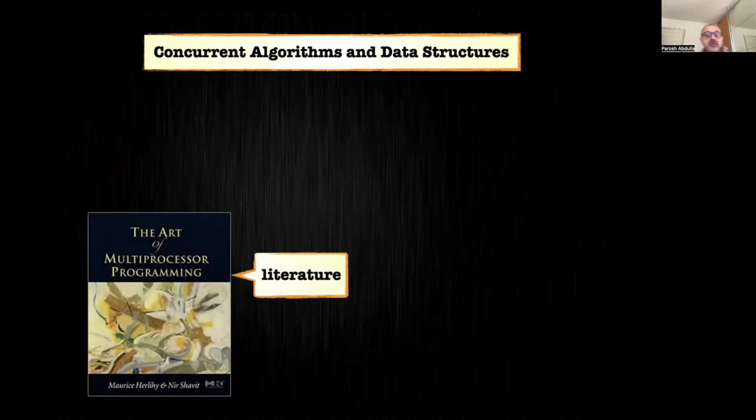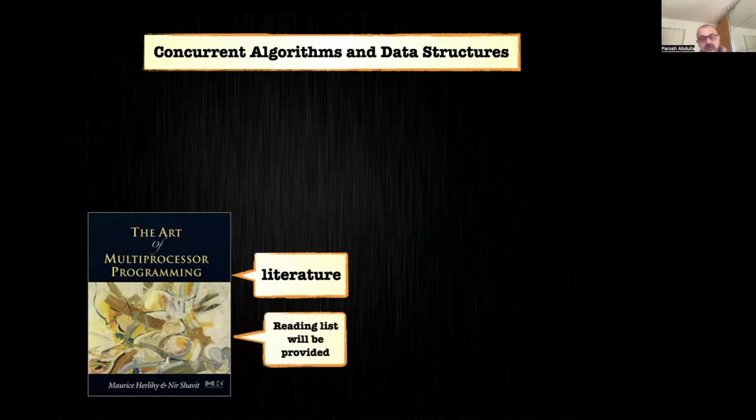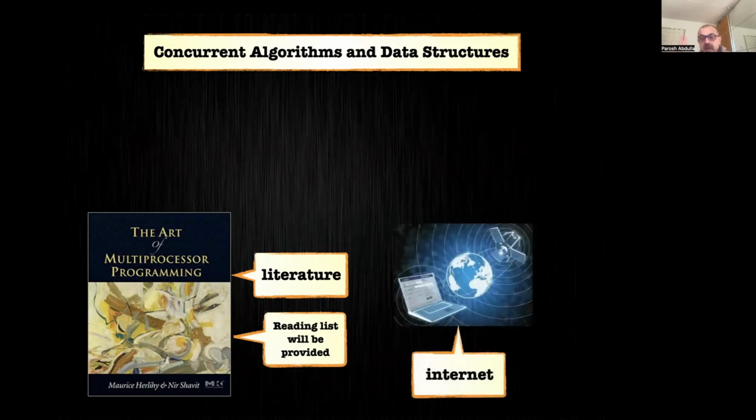Okay, so the course literature is this book, The Art of Multiprocessor Programming. This is a classical book on multiprocessor programming, and parts of it cover the course, by Herlihy and Shavit. These are well-known researchers in the area. In Studium, I provide a reading list of which parts of the book are relevant. And we are in the internet era, so for some parts of the course, I'll refer you to the internet.